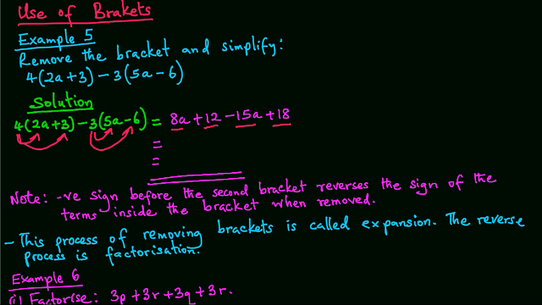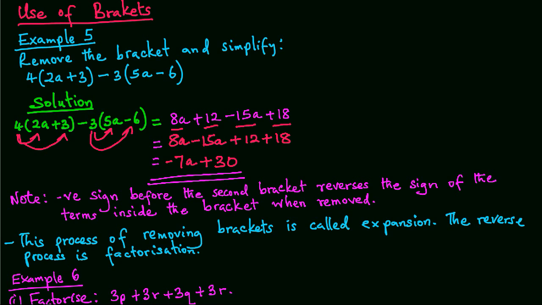So if we collect like terms, we are going to have 8a minus 15a plus 12 plus 18. And the result will be minus 7a plus 30, which can be written as 30 minus 7a.